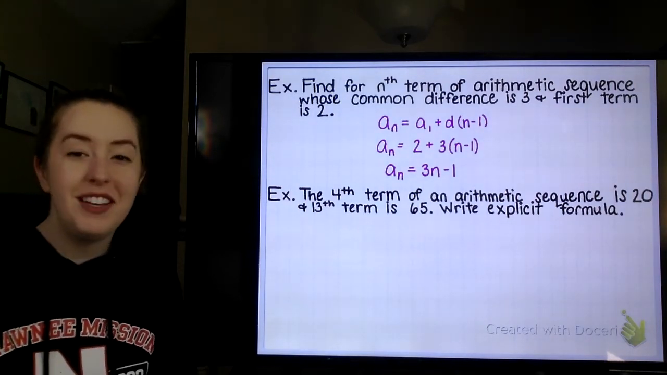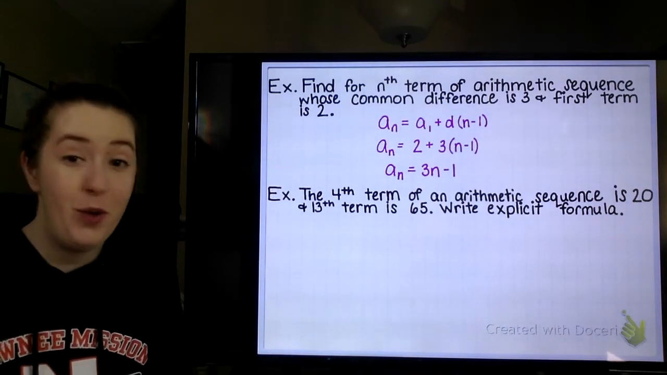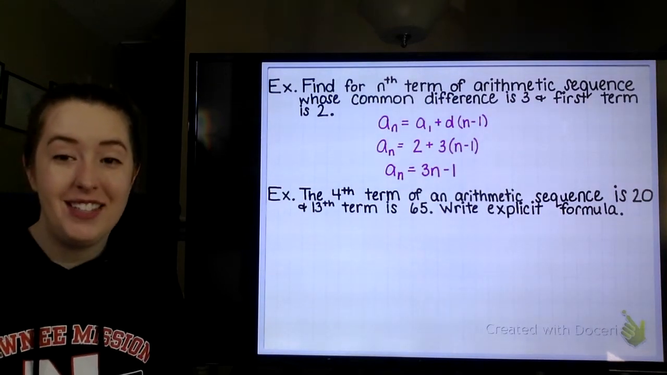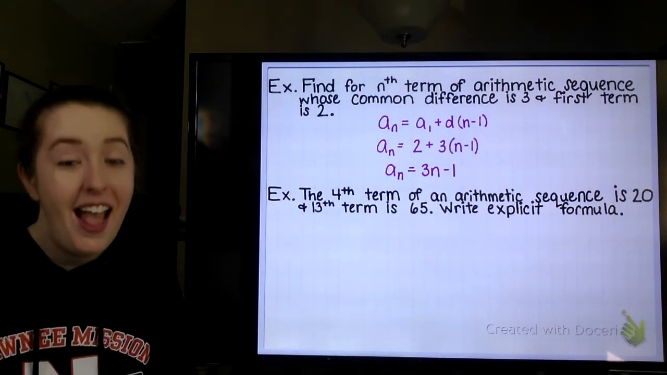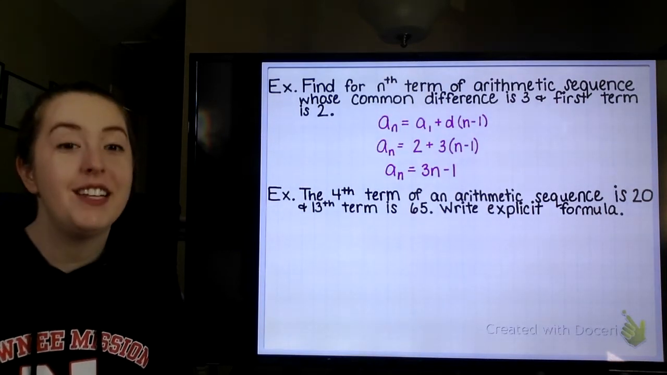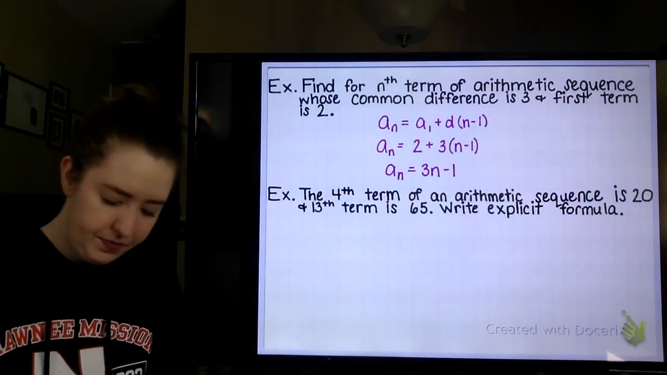Now this next one is going to get a little bit more complicated because they're not just going to tell us what we want. It's going to tell us that the first term of an arithmetic sequence is 20, and the 13th term is 65. Write the explicit formula. So let's think about this.